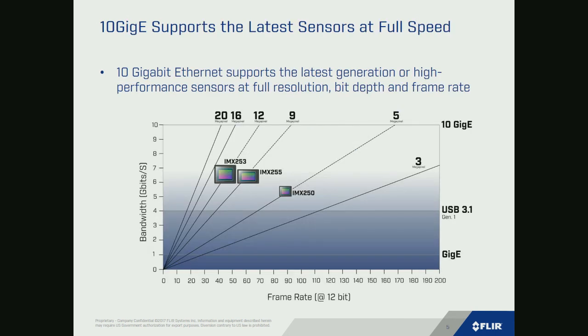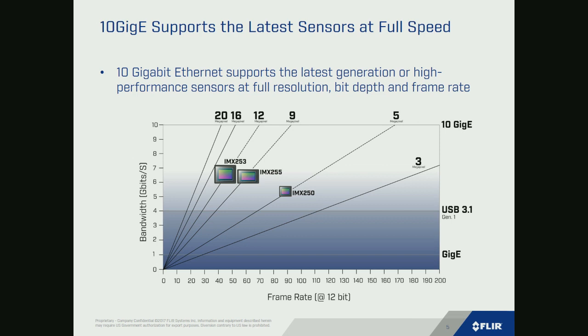So what do we actually get with 10 gigabits of throughput? Well, compared to a couple of the other common machine vision interfaces, if we look at the latest generation of high-performance global shutter CMOS sensors from Sony, you can see that at their maximum frame rate, bit depth and resolution, there's way more data than GigE can handle, and a lot more than USB 3.1 Gen 1.